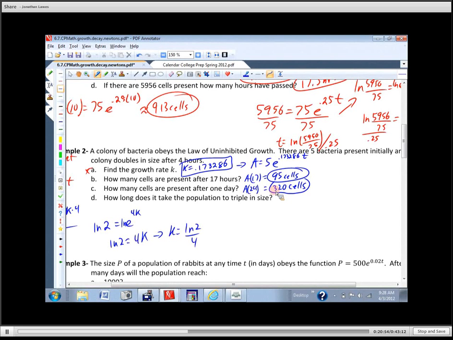And then it says, how long does it take the population to triple in size? I don't want anybody to say anything out loud. We did a problem very much like this just yesterday. So I want you to go ahead and try and solve that problem. How long does it take it to triple in size?